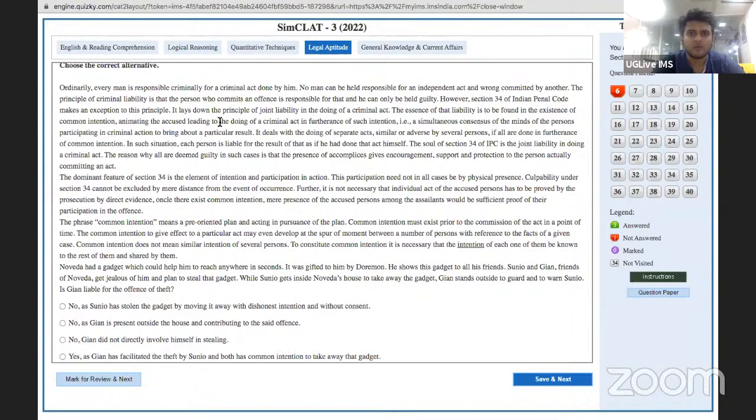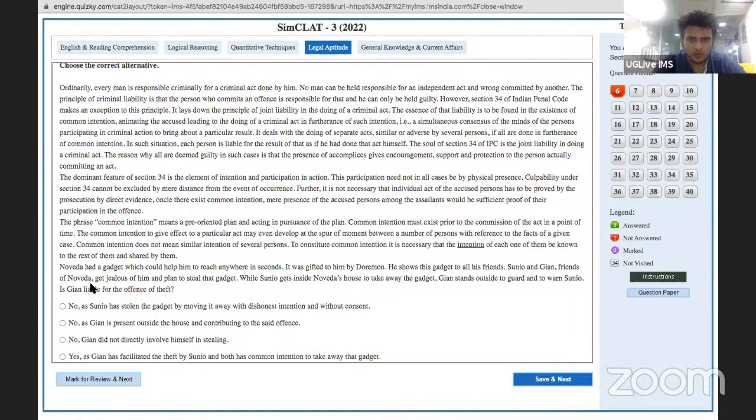Okay, and it is of joint liability, the sense of liability so found in existence of common intention, simultaneous consensus of minds of the persons participating in criminal action. Dominant feature of Section 34 is the element of intention. Culpability cannot be excluded by mere distance. Common intention means a pre-oriented plan; acting in pursuance of the plan must exist prior to the commission of the act. The common intention to give effect to a particular act may even develop at the spur of the moment between a number of persons with reference to the facts of a given case. Common intention does not mean similar intention of several persons. It is necessary that the intention of each one is taken.